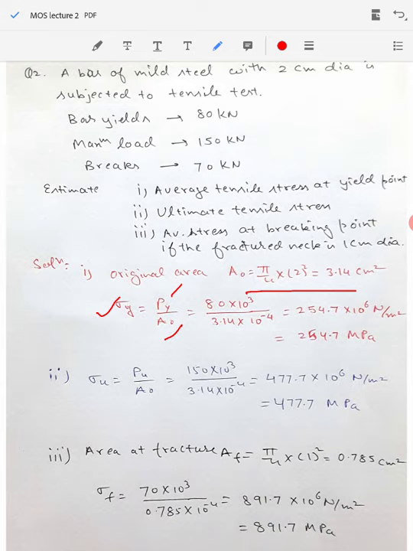We have area of the component, original area of the component, which you have just calculated here. We substituted it here. Mind it, I converted it into meter here. So that's why there is a 10 to the power minus 4 appearing in the denominator here. We calculated the value and it turns out to be 254.7 into 10 to the power 6 Newton per meter square. We know 10 to the power 6 Newton per meter square is equal to 1 megapascal. So I write it down as 254.7 megapascal. So the yield point stress of this particular bar will be 254.7 megapascal. Now similarly we have to calculate the value of ultimate point stress.